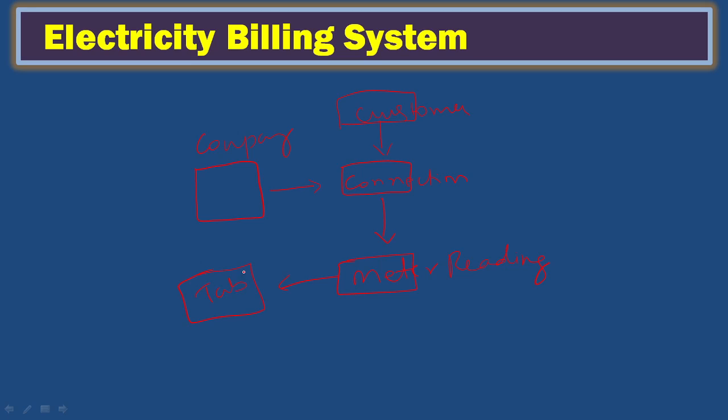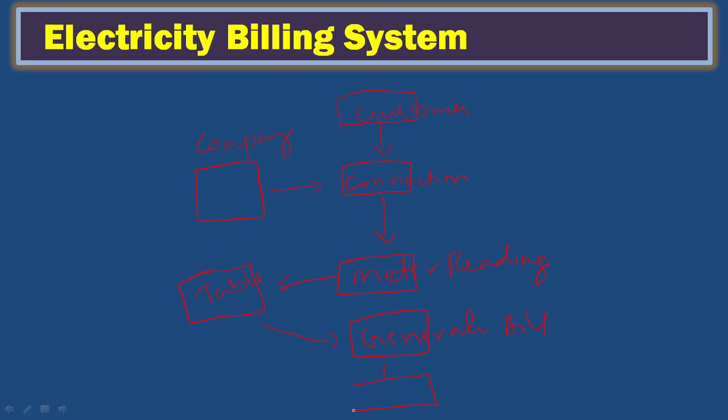So here is a meter reading table. The data will go to that. Based on that meter reading, we need to generate the bill. Every month we need to generate a bill. Once the bill is generated, you can send the bill to the customer.